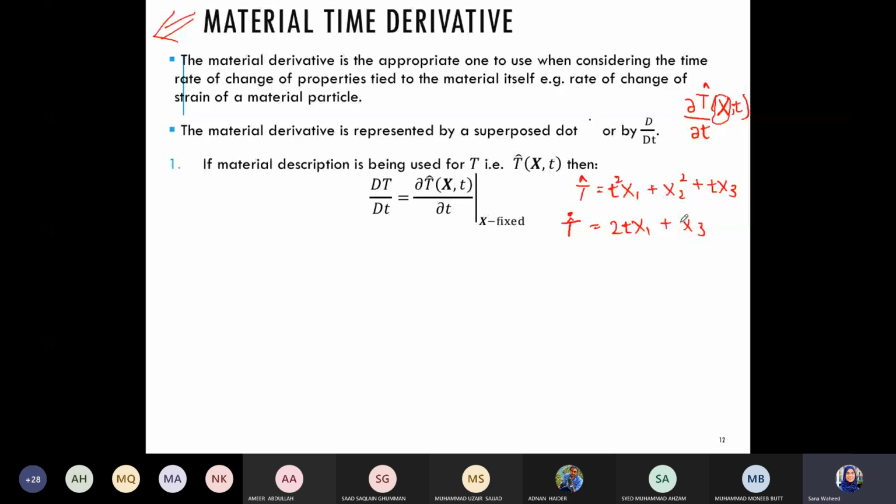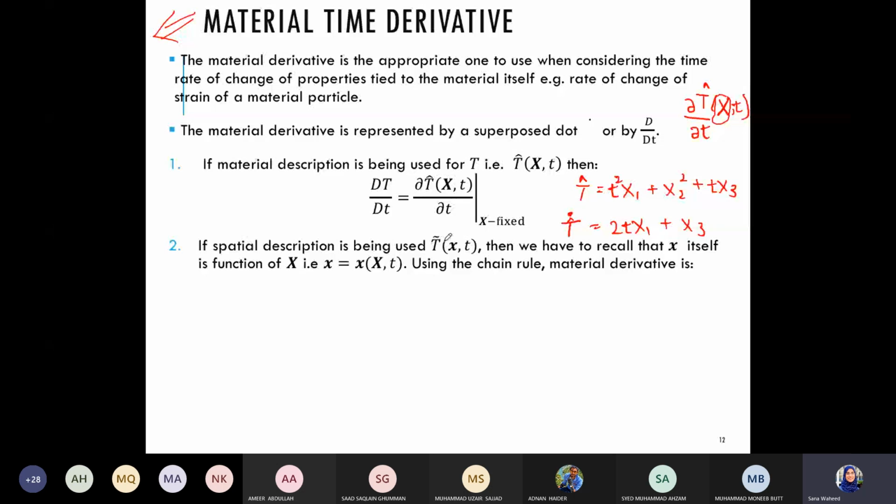But if I had the temperature being described in the spatial description, that is defined with tilde and this small x, then if I need to find its material time derivative, I need to do a little bit of manipulation. So what I need to then do is, this is too long and suddenly coming.